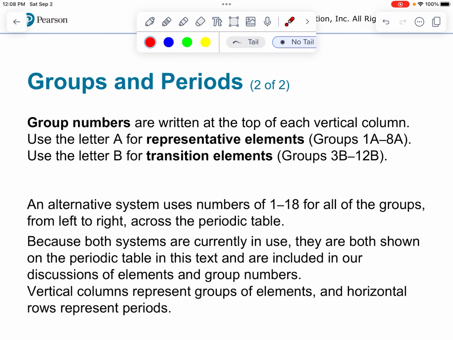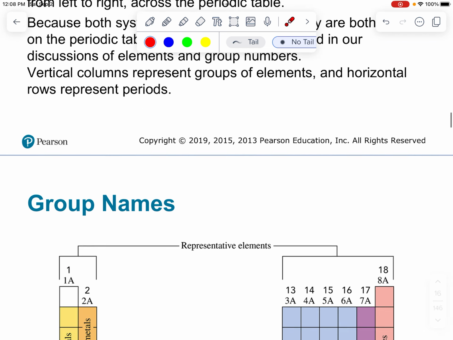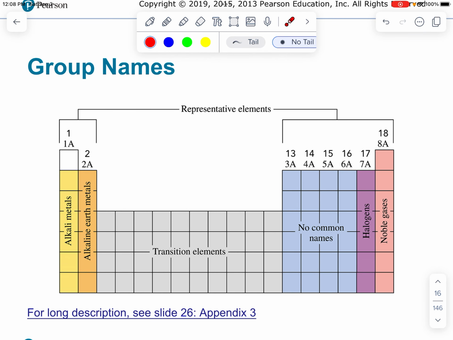Group numbers are written at the top of each vertical column, and they also have names. So there's a couple different naming schemes for the numbering of the groups. So the first one was 1A, 2A, and then we skipped this block called the transition elements, 3A, 4A, 5A, 6A, 7A, 8A. Or the other scheme is without the letter, it just goes numerically across 1, 2, 3, 4, 5, 6, 7, 8, 9, 10, 12, 13 to 18. Those are the groups. And then some of the groups have names.